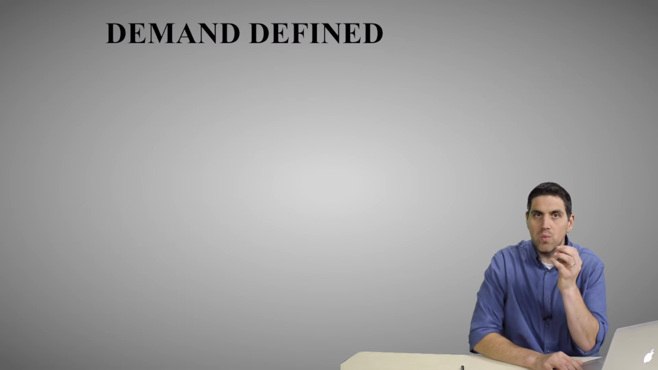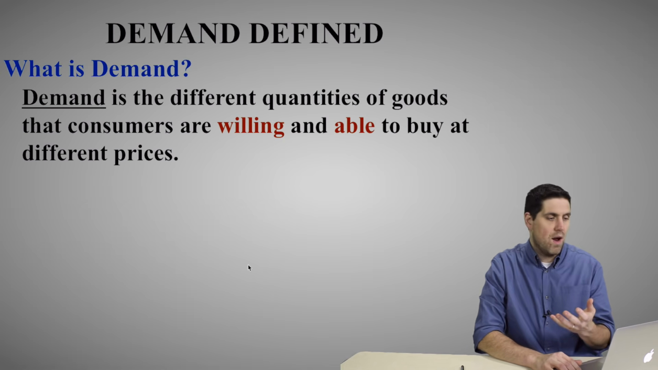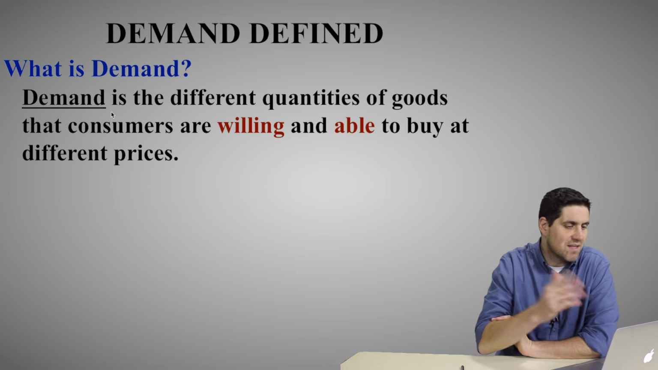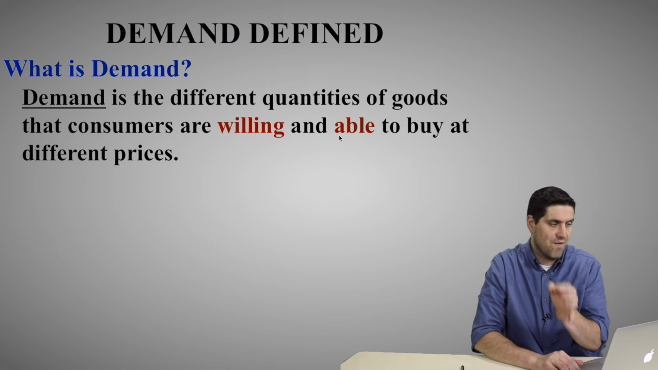Demand, you already know, this is what consumers are willing and able to pay, and there's a relationship between price and quantity. So the definition of demand is the different quantities of goods that consumers are willing and able to pay at different prices.